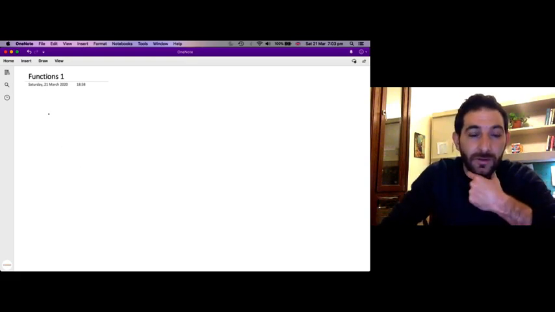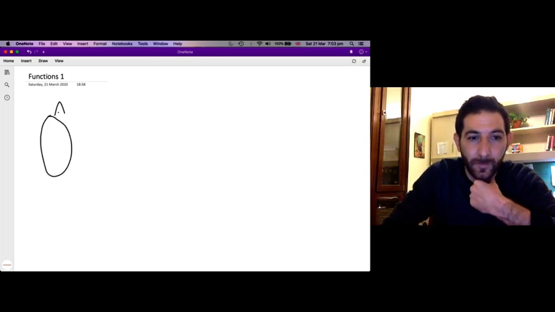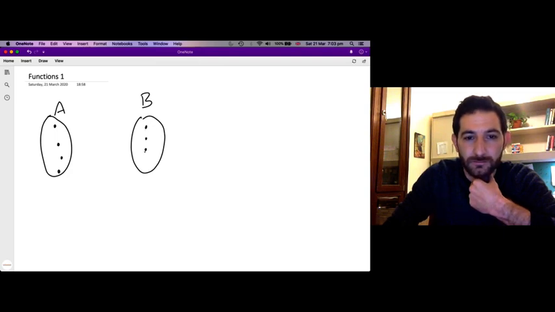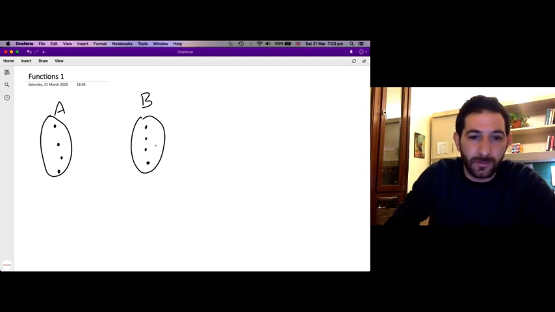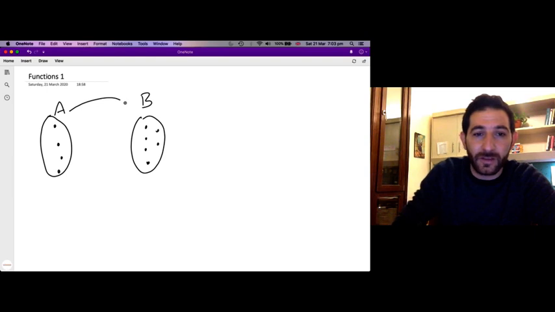Okay, so the beginning is having two sets. Let's have the first set A and the second set B. A set is a collection of elements. So we have here the elements, and here we have other elements, say maybe more. Now we want to define a function f from A to B. What is this function?